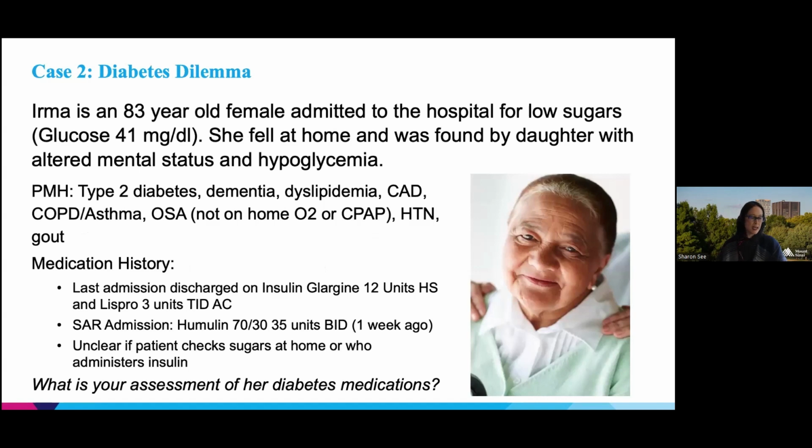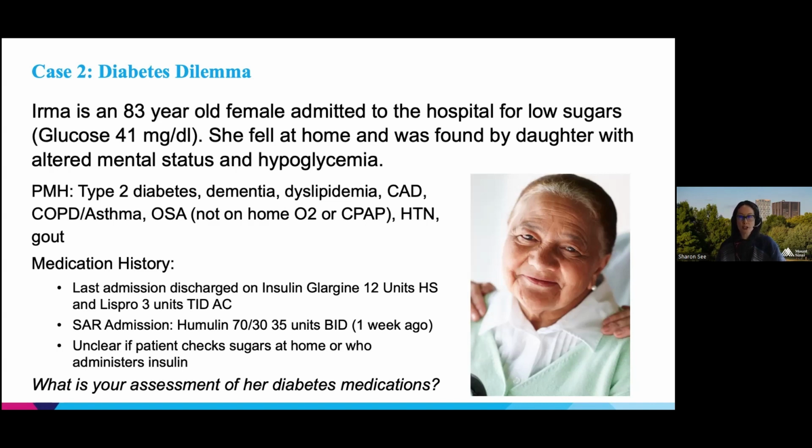This next case is actually a case that came to our service. She was an 83-year-old woman who was admitted to the hospital for hypoglycemia. She actually fell at home and was found by her daughter, and she had altered mental status and very low sugars. So she has type 2 diabetes, dementia, dyslipidemia, a whole host, lots of comorbidities. Now it was very unclear what her insulin history was.